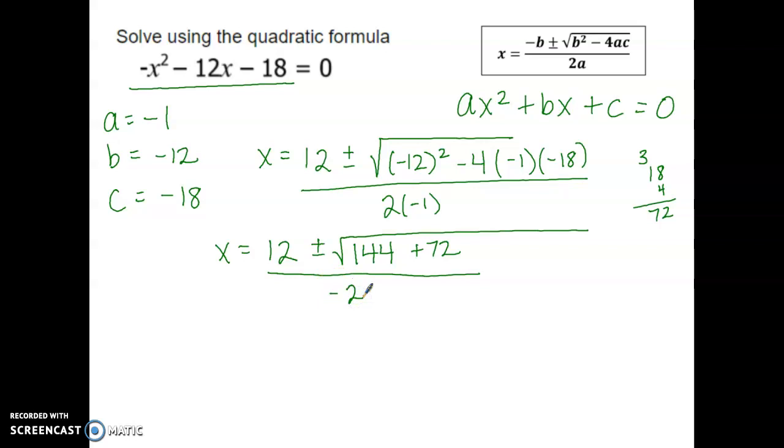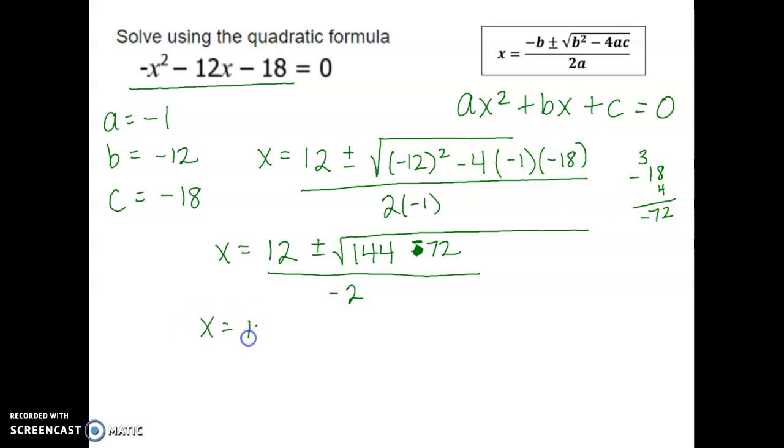Oops, I made a mistake. Do you see my mistake? What should this have been? This was a negative 18 times 4. So this should have been a negative 72, shouldn't it have? So it should be a minus, not a plus. Okay, because negative 4 times negative 1 is positive 4. But positive 4 times negative 18, that turns it back into a negative.